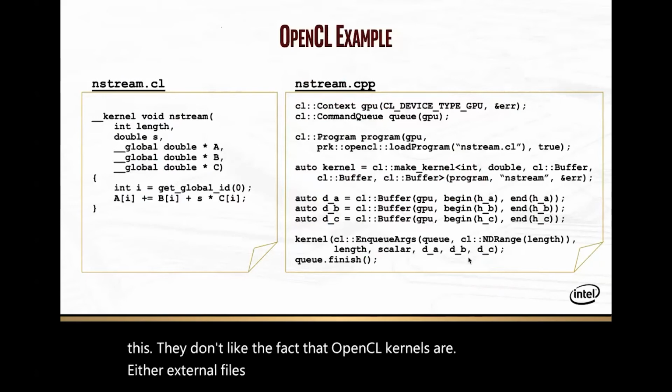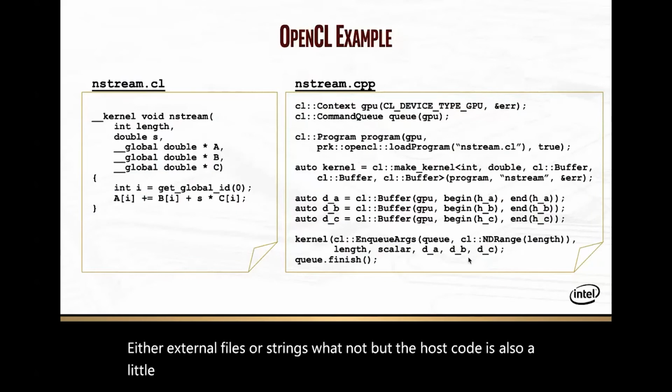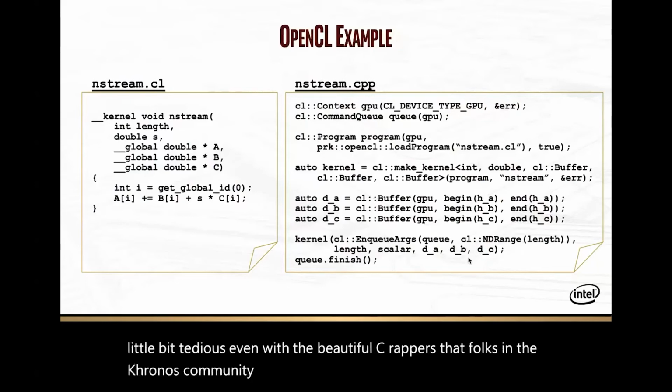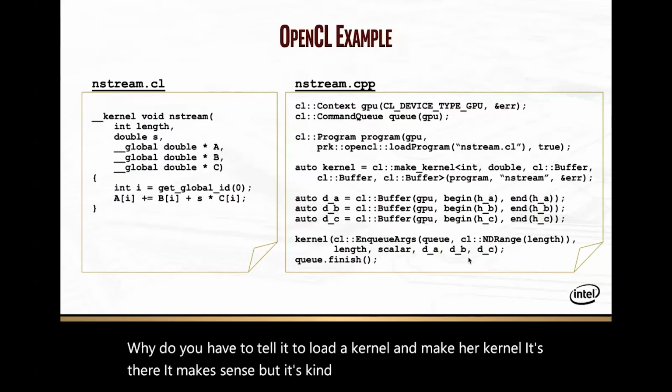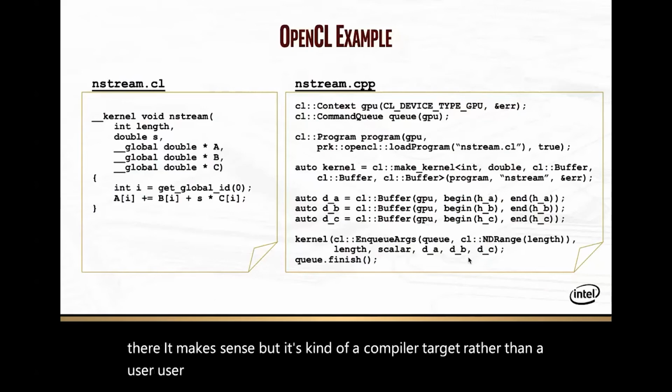But the host code is also a little bit tedious, even with the beautiful C++ wrappers that folks in the Khronos community created. Why you have to tell it to load a kernel and make a kernel, it's there, it makes sense, but it's kind of a compiler target rather than a user model. So we see the same thing in CUDA.